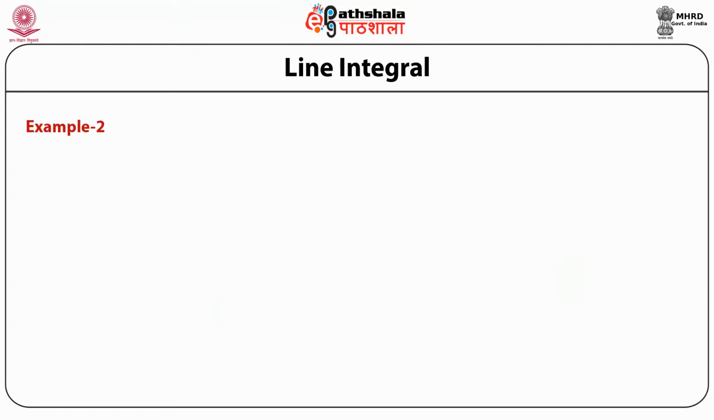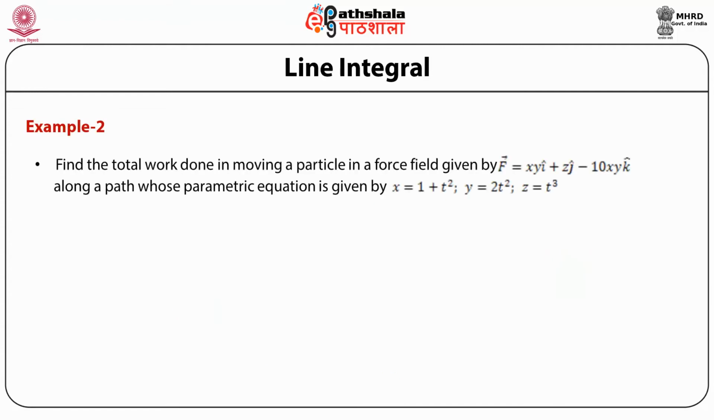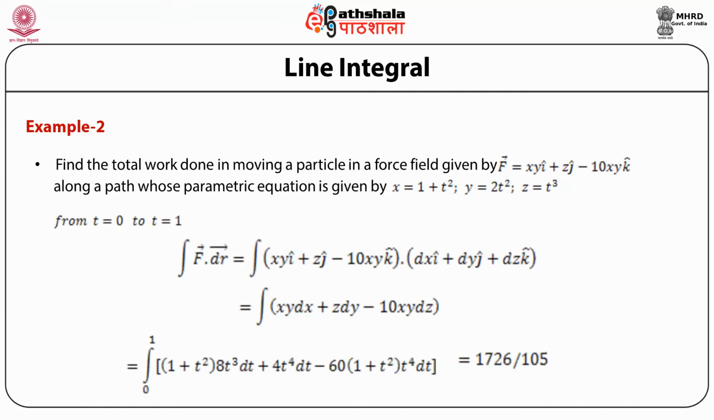Let us see example number 2, where we have to find the total work done in moving a particle in a force field given by F = xy i cap + z j cap - 10xy k cap, along a path whose parametric equation is given by x = 1 + t², y = 2t², and z = t³, from t = 0 to t = 1.